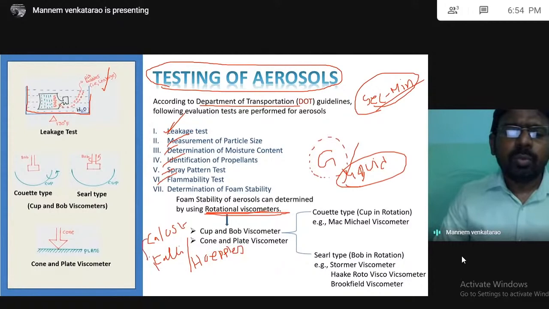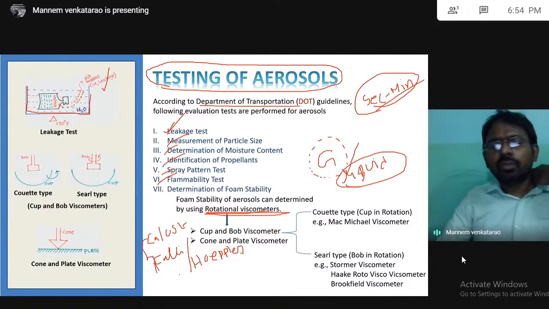These two are used to measure the viscosity of only Newtonian fluid. What are Newtonian fluids? As the force applied increases, the viscosity changes proportionally. That's why the Ostwald viscometer, capillary viscometer, falling sphere viscometer and Hoppler viscometer are used to measure the viscosity of only Newtonian fluids.